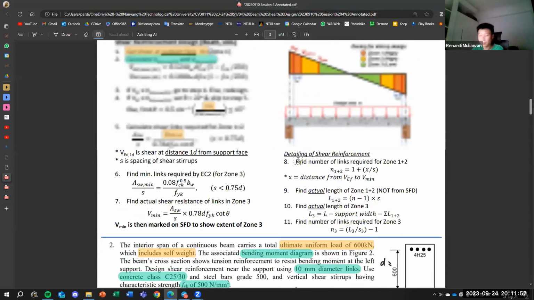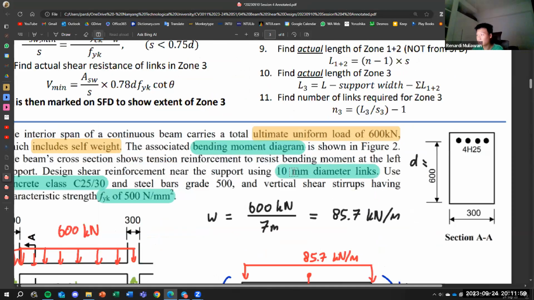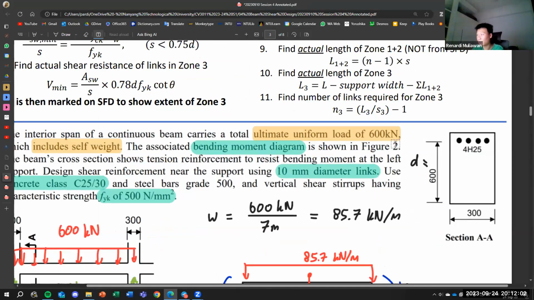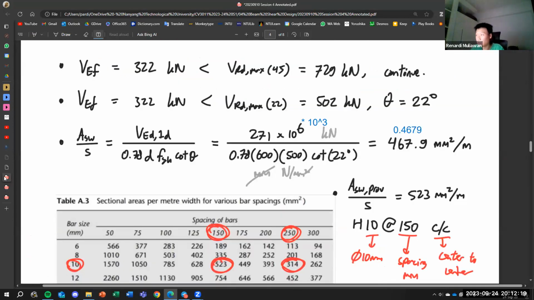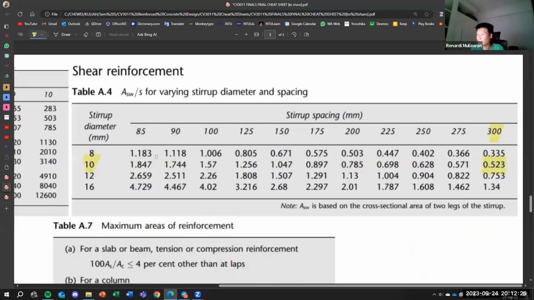10 millimeters diameter, right? 10 millimeters diameter links. Then ASW over S is 0.4679. So you go to this table, then you check the 10 millimeters. You can use anything actually, because something like this, 300 spacing, 0.523, is still bigger than this one. So you can use any spacing here. That's my correction for session 4, the shear reinforcements.